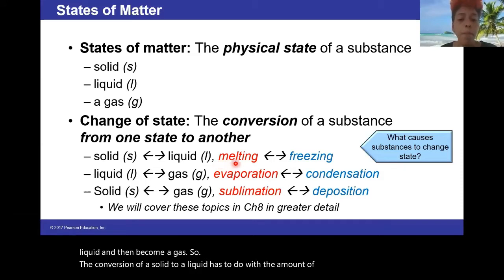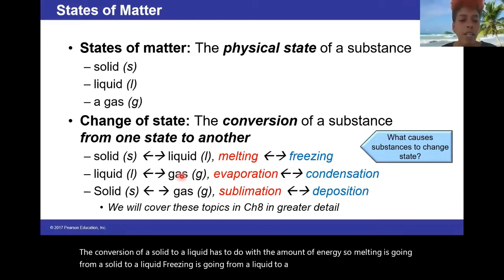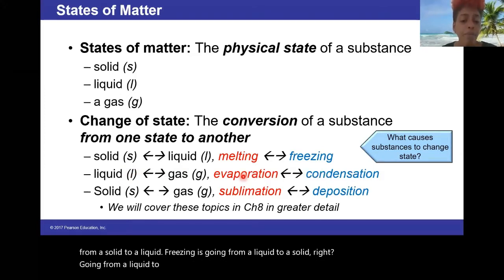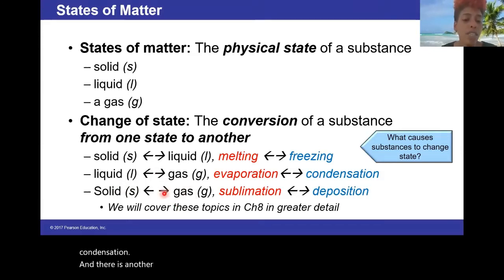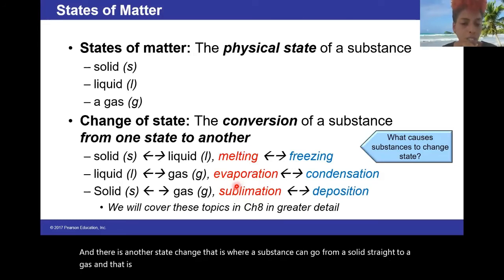So melting is going from a solid to a liquid. Freezing is going from a liquid to a solid, right? Going from a liquid to a gas is called evaporation, but going from a gas to a liquid is called condensation. And there's another state change where a substance can go from a solid straight to a gas, and that is called sublimation, and deposition is the opposite.